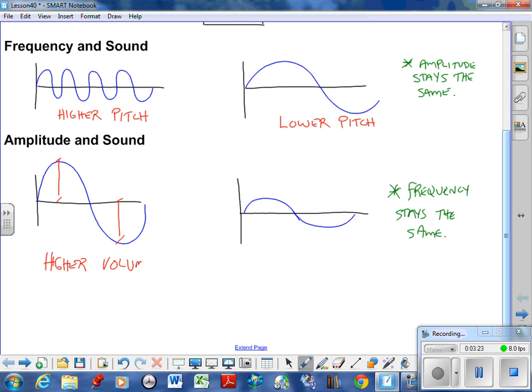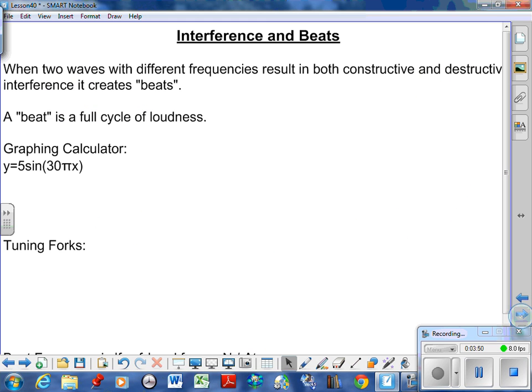So amplitude and volume are connected, all right, and frequency and pitch are related. Okay, so amplitude is directly related to volume, and your frequency is directly related to your pitch. So those are what you're adjusting for people that are playing musical instruments or singing. Those are the things that you're controlling or working with.